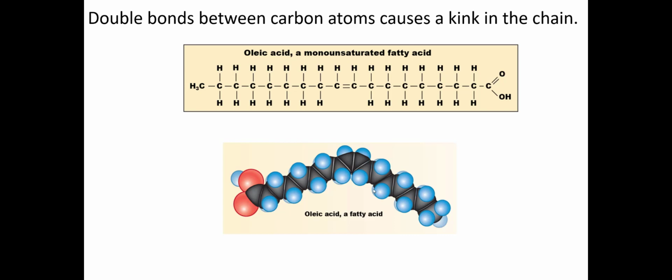Double bonds between carbon atoms cause a kink in the chain. So here's oleic acid, a monounsaturated fatty acid. Due to this 1 double bond here, it's no longer straight. If it was fully saturated, the hydrocarbon tail would be perfectly straight, but because of this, there's a kink.